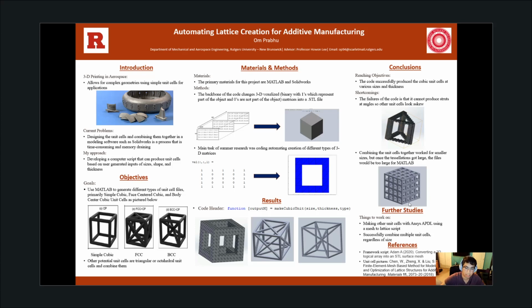What I want to pursue with this project later on is making other unit cells, such as triangular and octahedral, using ANSYS APDL with a mesh to lattice script. I also want to fix my tessellation code so that I can successfully combine multiple unit cells, regardless of how big it is. And here are my references. That is all for this presentation. I will show a brief 1-minute video of my code at the end of this. Thank you.